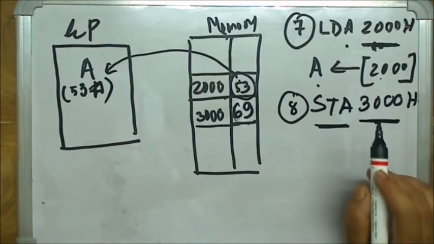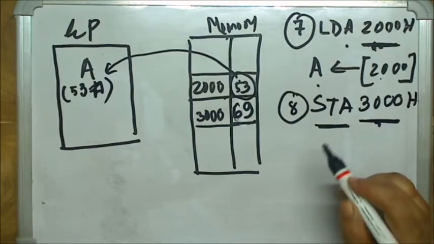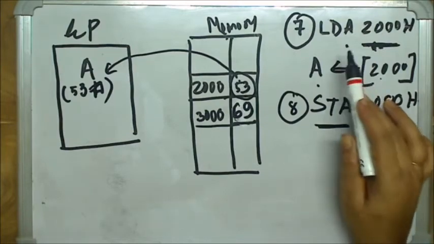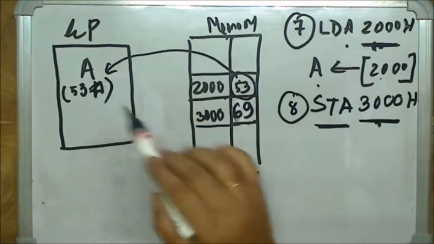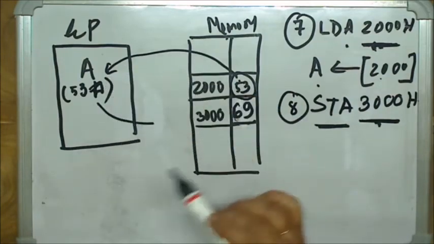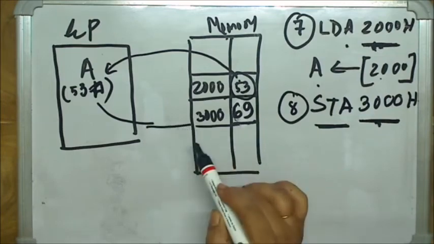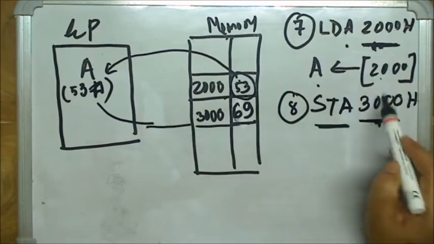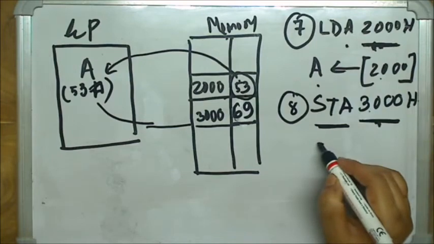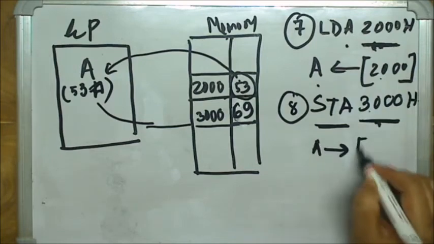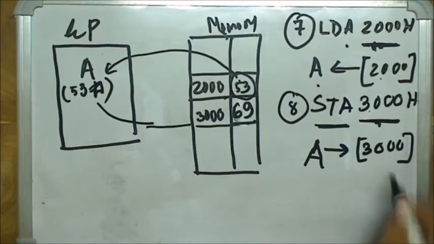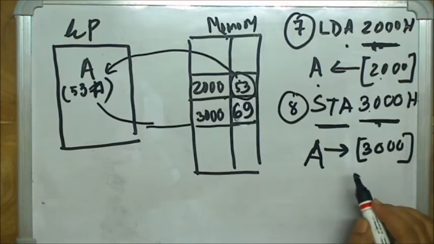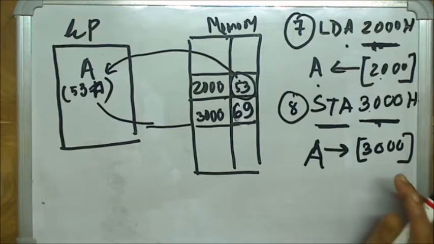Now A will not get the value. A will store the value. In LDA, A was getting the value. But here A will store the value. Where? In memory location 3000, because 3000 is given in the instruction. So A will store the value in memory location 3000. Right? Just the opposite. So LDA and STA are exactly opposite.